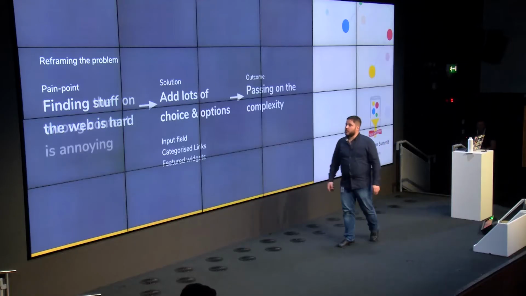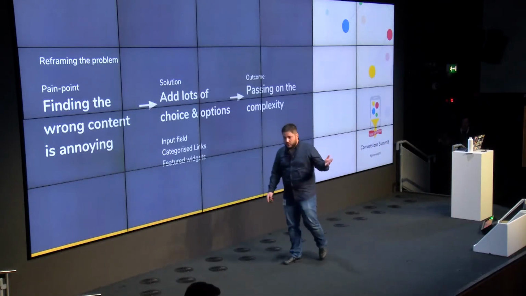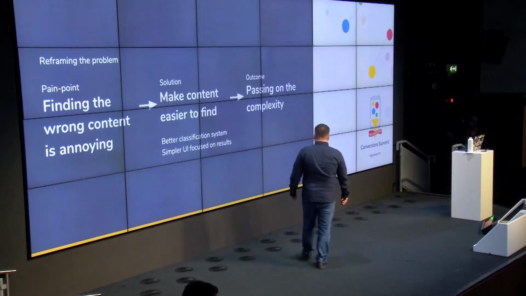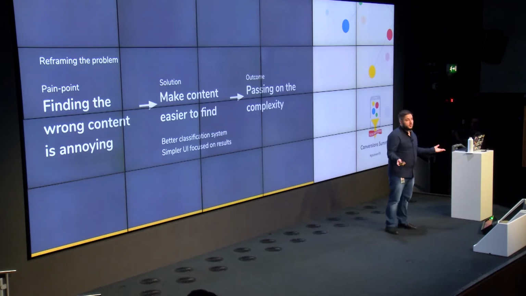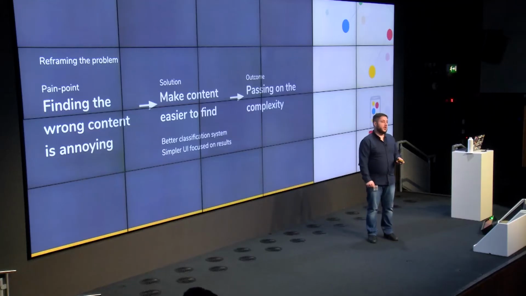So again, it's reframing the problem. Finding the wrong content is annoying. So what do you do? Come up with a better classification system. Our founders were PhD students, right? And in the world of science and academia, the way you can see a good science paper is citations. The more citations, generally speaking, the better the paper. So it's like, okay, citations, links. And that was the basis of what search was.